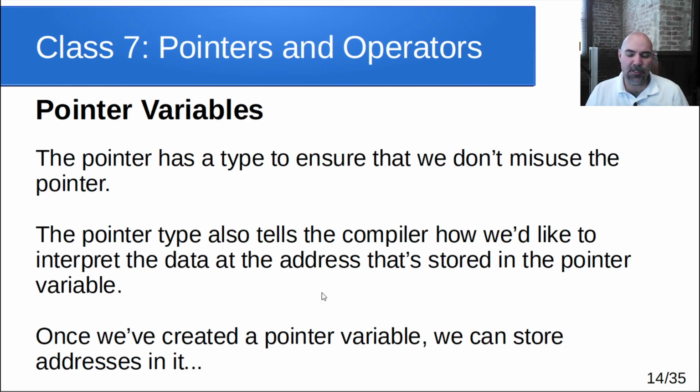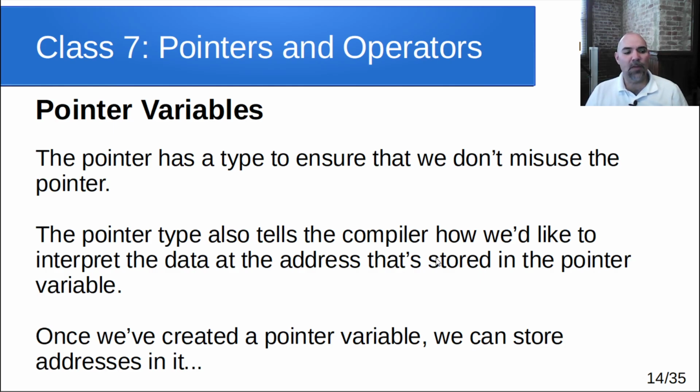The first one is that it makes sure that we don't misuse that pointer. In other words, we don't access it incorrectly or assign the wrong kind of data, the wrong address, to it. We don't want to put an address of floating point data into a character pointer, for example. Although C will allow us to do that if we do typecasts, by default, the compiler will say, hey, you're trying to stick the wrong type of address into this pointer variable of a different type. The pointer type also tells the compiler how we'd like to interpret the data at the address that's stored in that pointer variable.